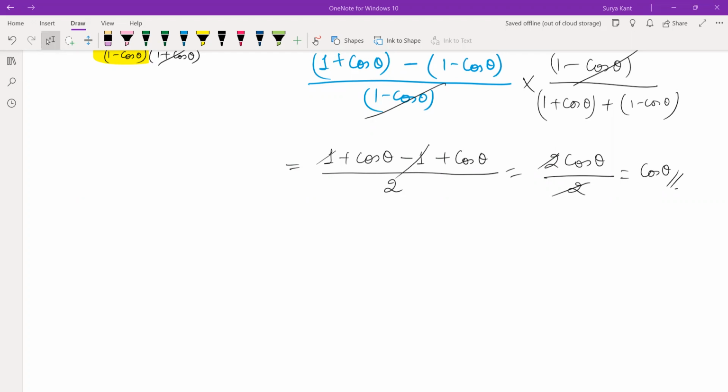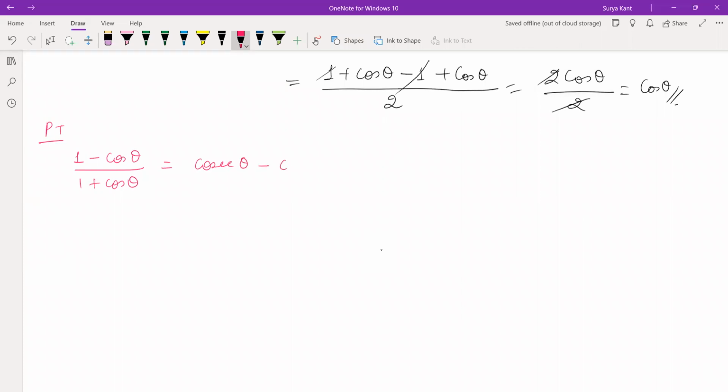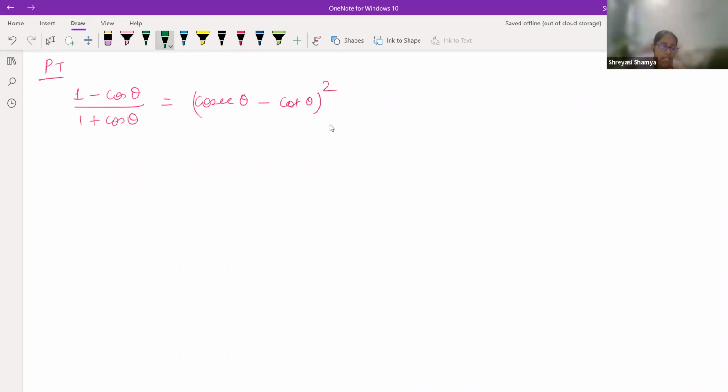One small question all of you do right now. One very small question I'm giving to all of you. Prove that 1 minus cos theta divided by 1 plus cos theta is equal to cosec theta minus cot theta whole square. A similar question from NCERT. What is the first step we can do over here? We can rationalize it, sir. We can rationalize, right?